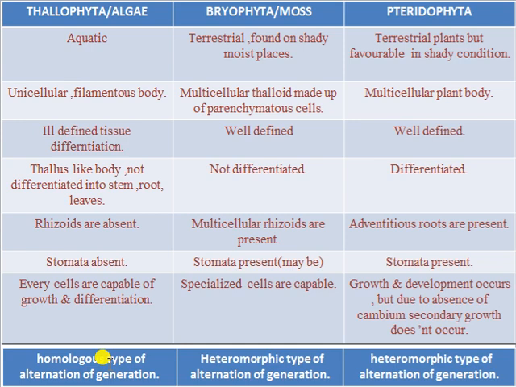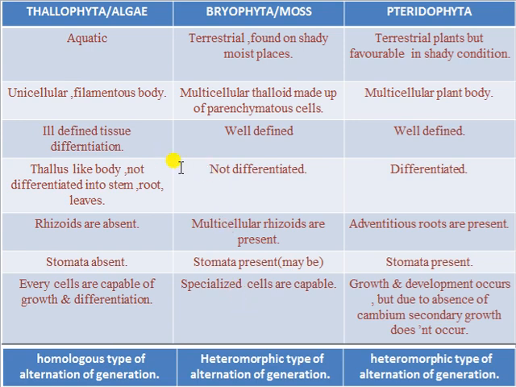That's why their alternation of generation is heteromorphic type. If you go for the Pteridophyta, you will see they are also showing heteromorphic type of alternation of generation, because for them also both of the phases, that is sporophytic phase and gametophytic phase, are not similar looking, both are different looking, and both contain different structures also.